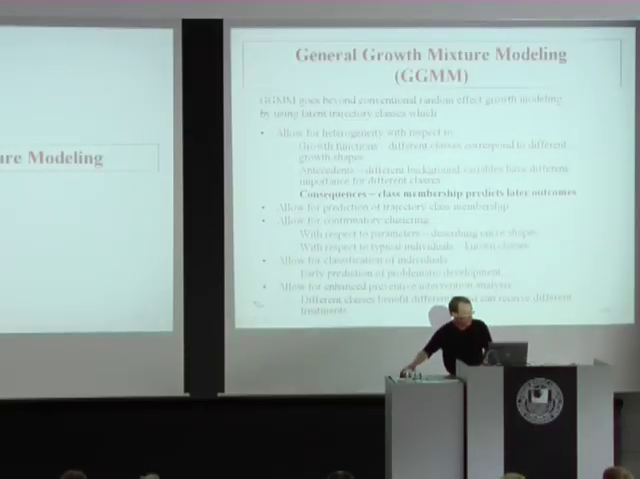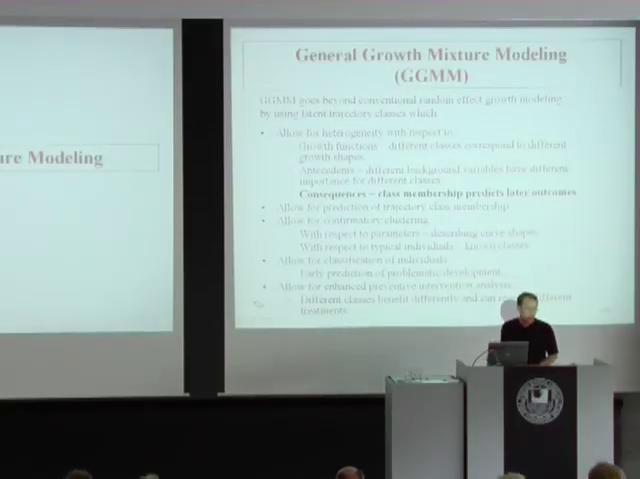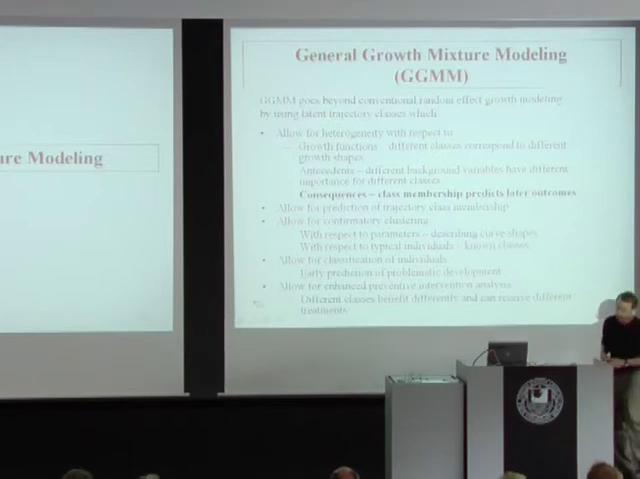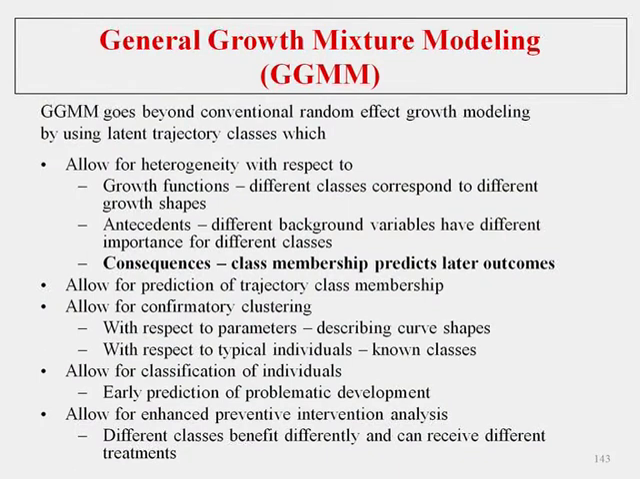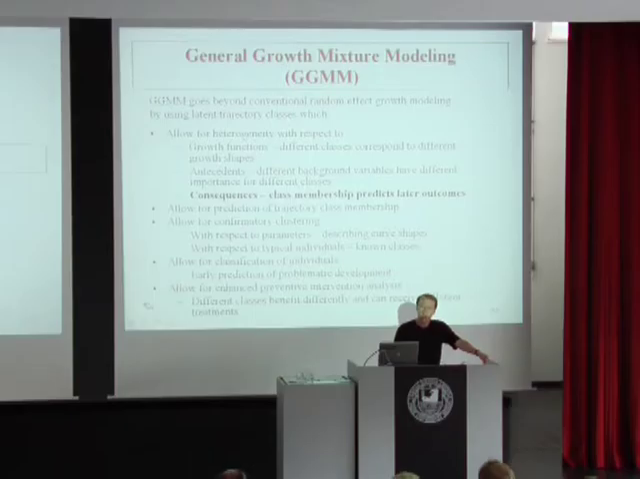By putting one more G here before GMM, we're really only adding one thing: consequences. Class membership predicts later outcomes. And we already talked about that a little bit in general, where we said that often it is the trajectory shapes that are predictive of later outcomes, not so much the growth factor values alone.